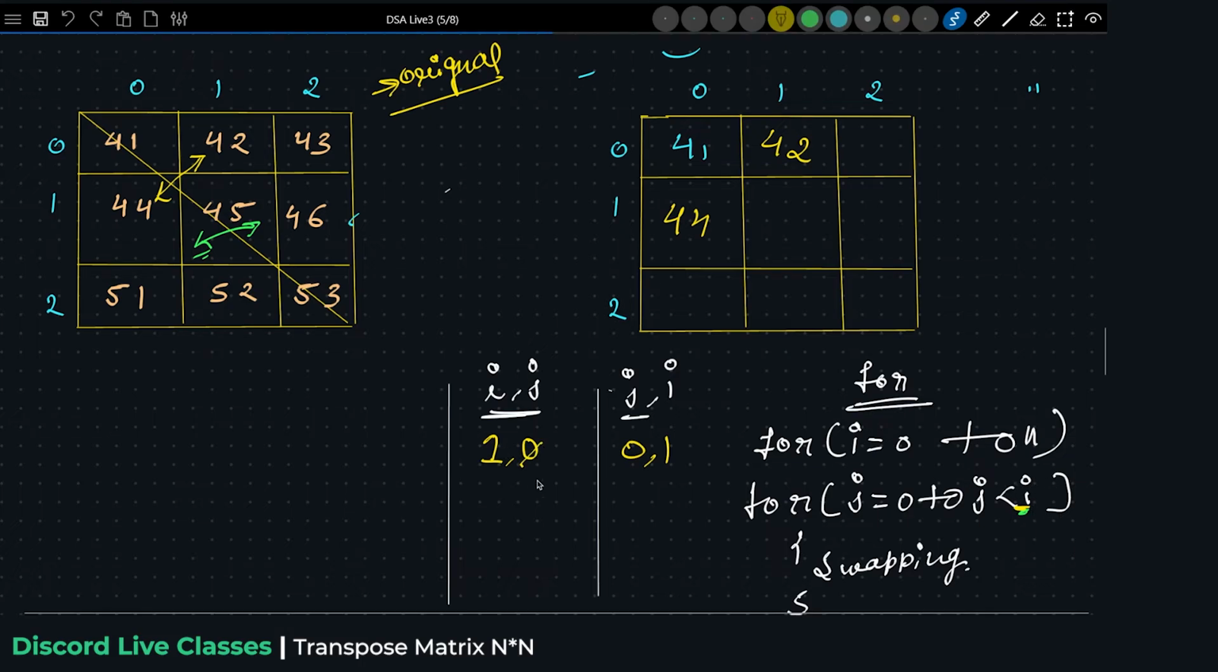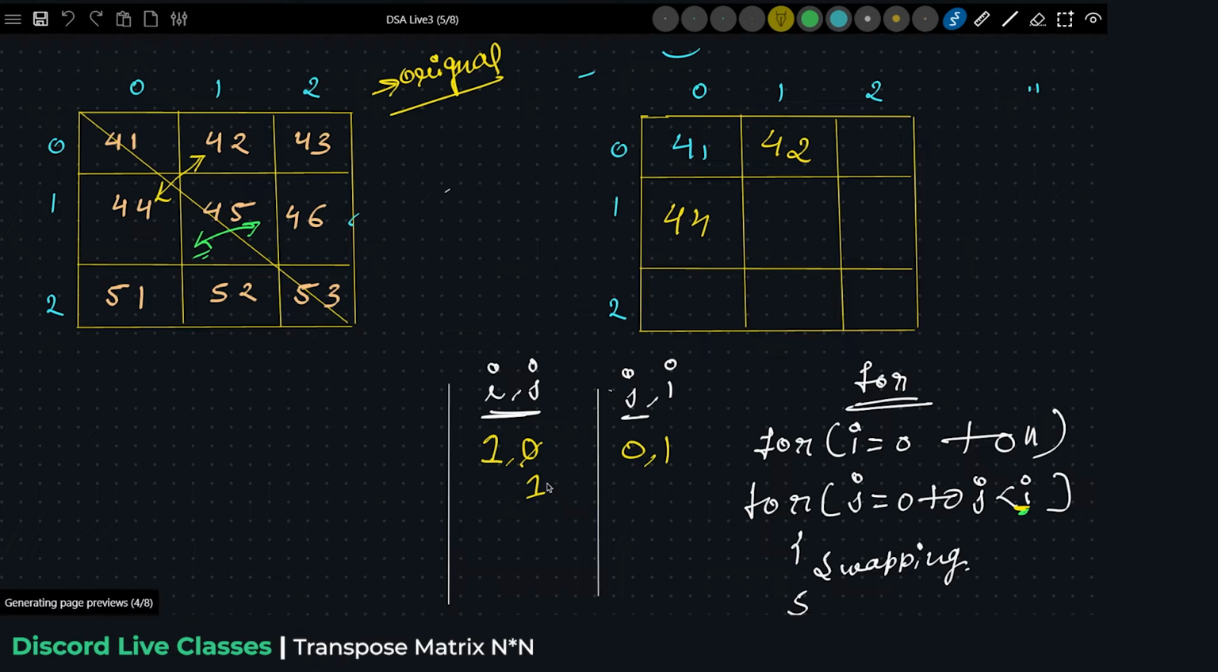j will become how much? j will become 1. 1 less than i. 1 is less than i. No, 1 is not less than i. So it remains same. Then what we will do? We will again change the ith row. Then again, of course, 45 remains same. 43 will be there after we do the swapping. Then what will happen? Then we will change the 1th row. So we got the row number.